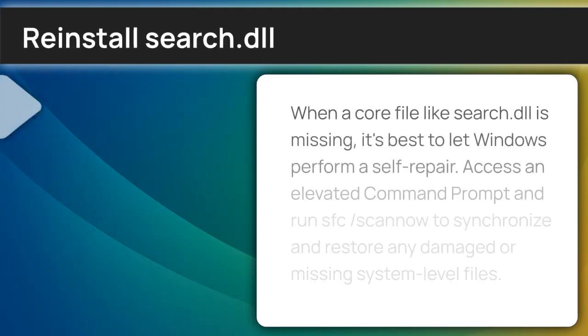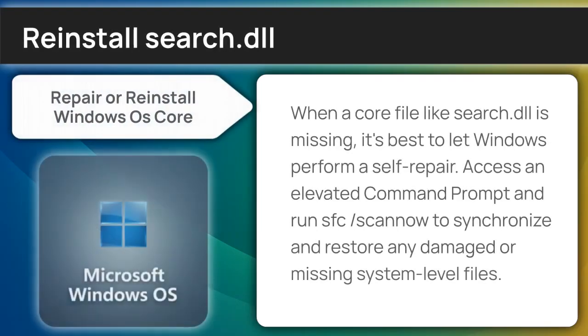When a core file like Search module DLL is missing, it's best to let Windows perform a self-repair. Access an elevated command prompt and run sfc /scannow to synchronize and restore any damaged or missing system-level files.